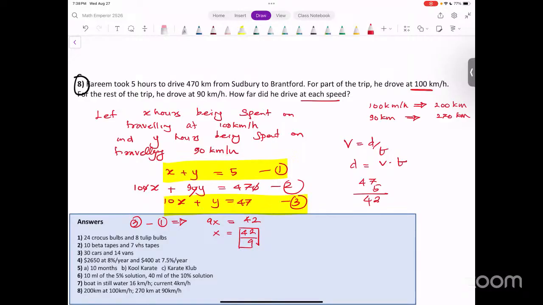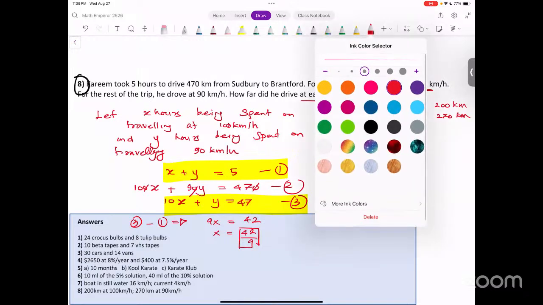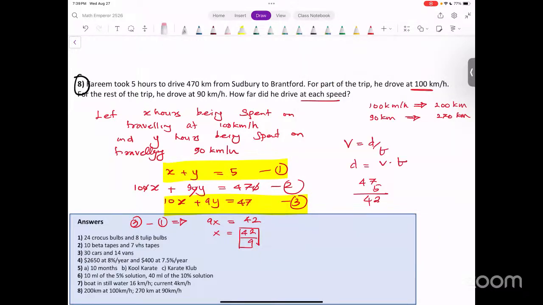Let me double check. x plus y is 5. 100x plus 90y is 470. Okay, so I divide up by 10. 10x. Oh, you know what? It's 9y. So you guys didn't see anything. It's 9y. That was the mistake.